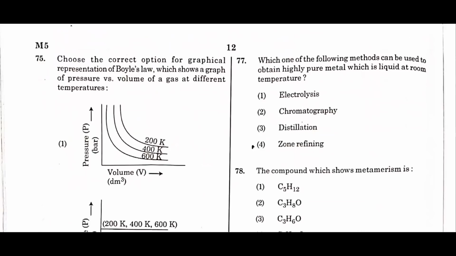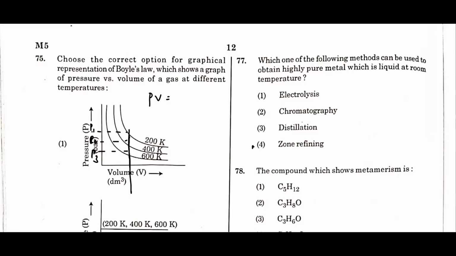Coming to question number 75, choose the correct option for the graphical representation of Boyle's law, which shows a graph of pressure versus volume of a gas at different temperatures. If you observe the pressure, just take it as a constant. For example, draw a line like this, and volume is constant. Now just relate this here. This is P1, this is P2, this is P3.